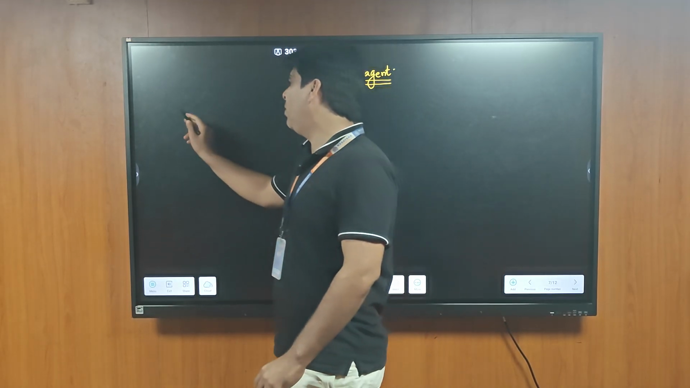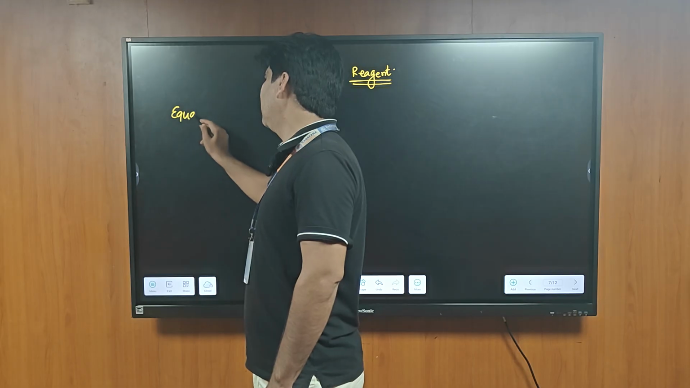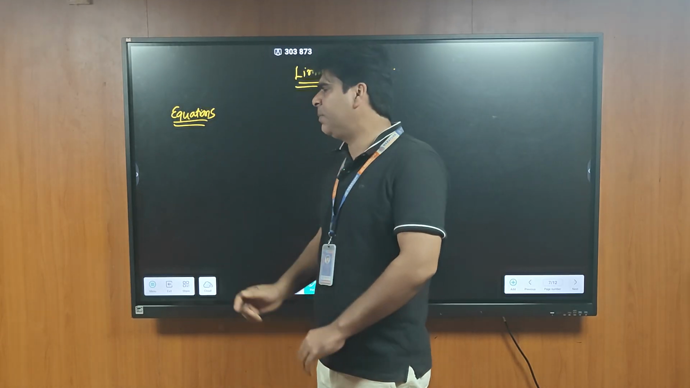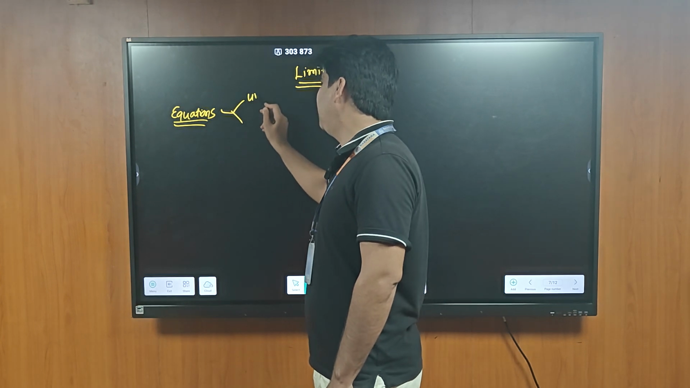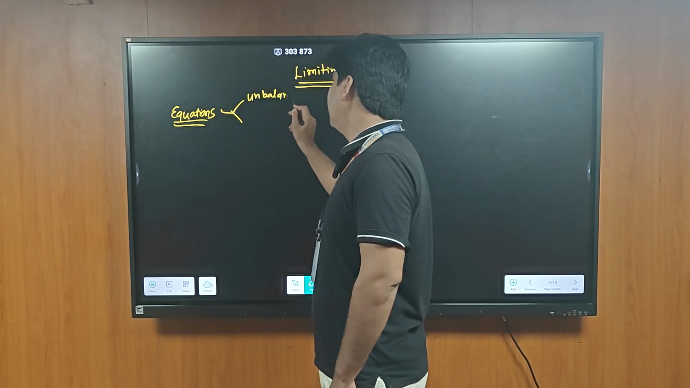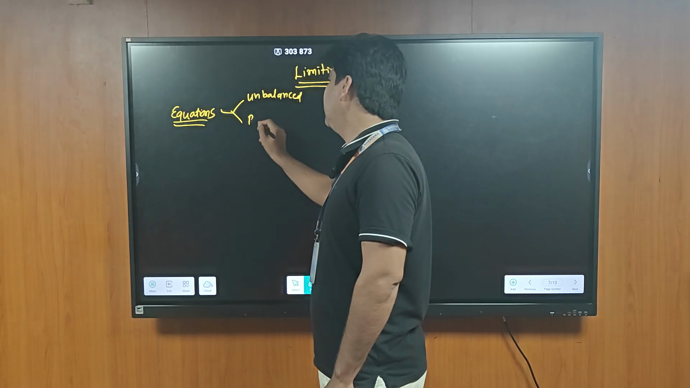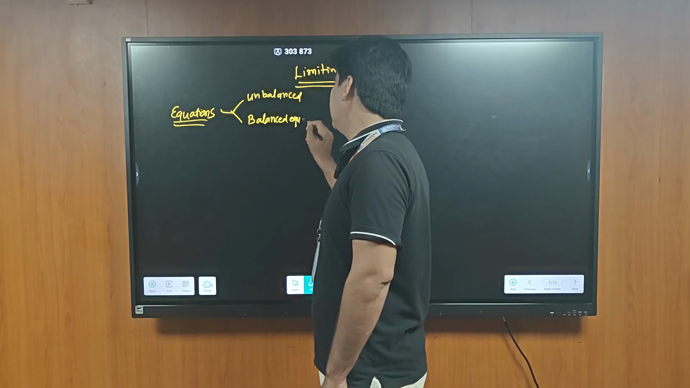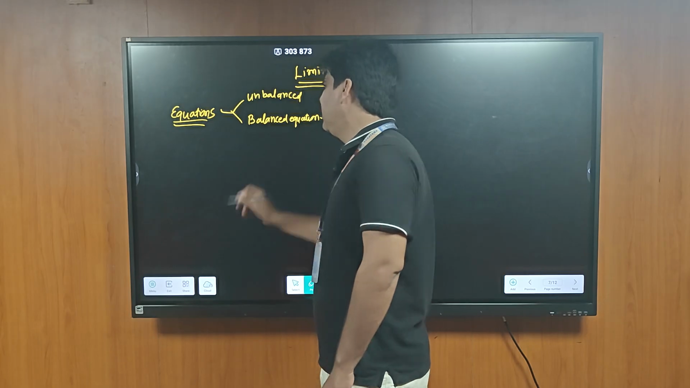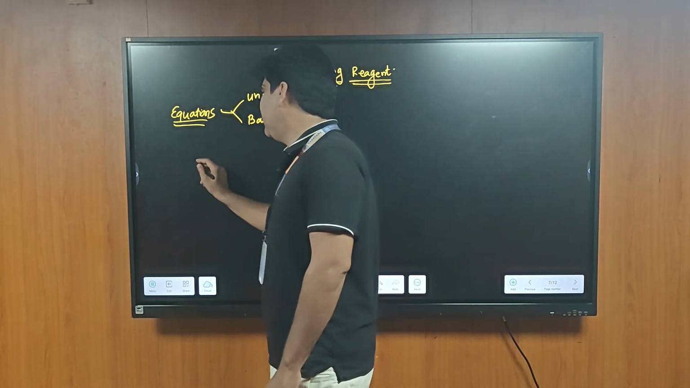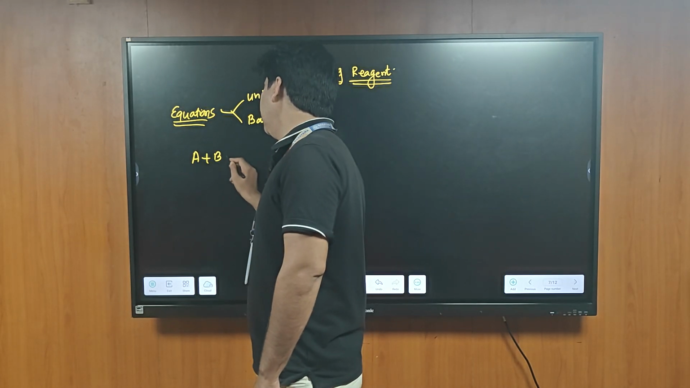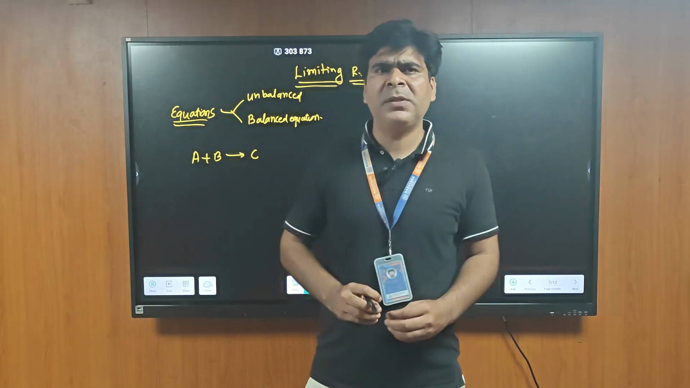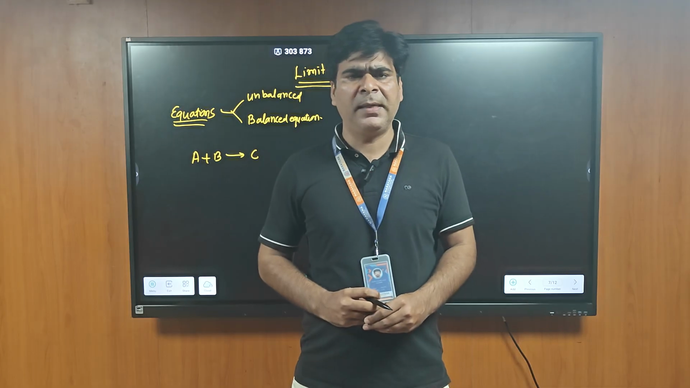Now, equations can be of two types: unbalanced equation and balanced equation. Okay, and in any equation there are two parts. One is reactant and another is product. So in mole concept we use balanced chemical equations, right?